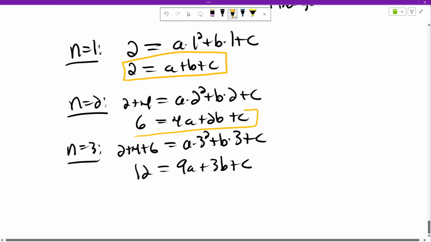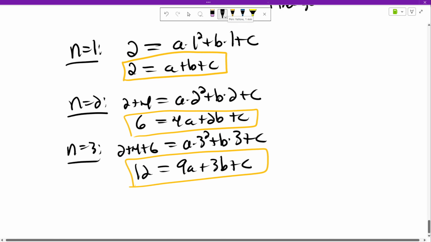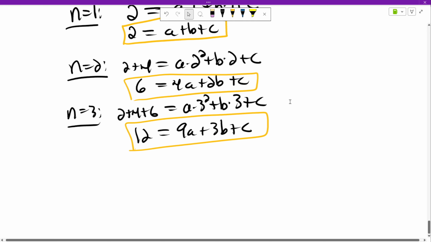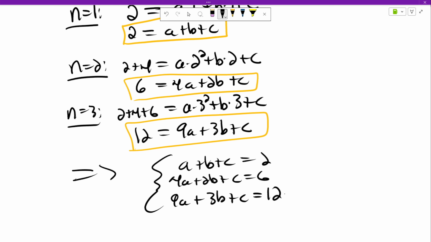So we have these three linear equations that would, if we could solve, would tell us our coefficients. And we could go further, but actually we have three unknowns, so this is actually enough. And we can then set up the corresponding system. So what's our system? Our system is a plus b plus c is 2. 4a plus 2b plus c is 6. 9a plus 3b plus c is 12. And then we could go about solving our system. So let's do that.